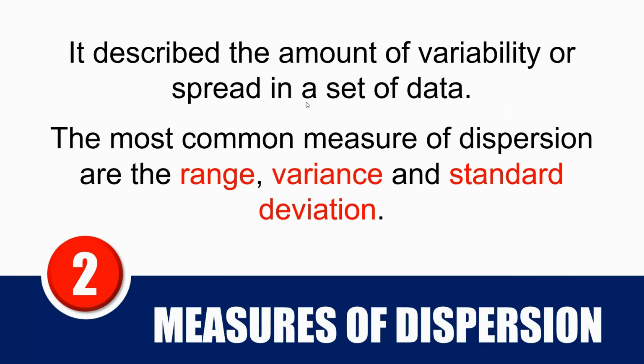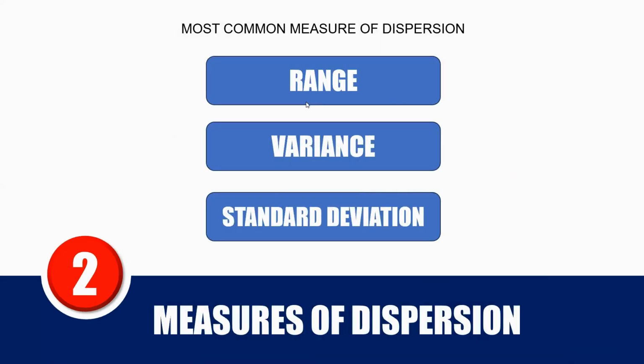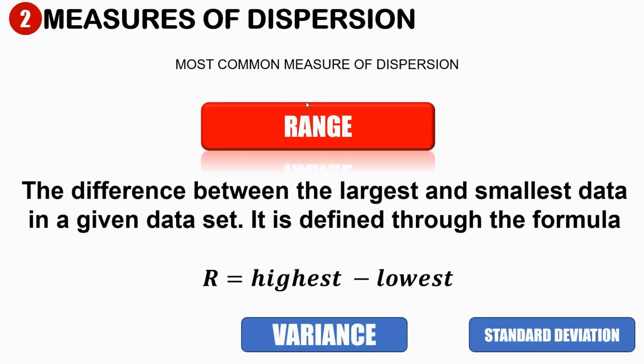As we said, dispersion describes the amount of variability or spread in a set of data. The most common measures of dispersion are the range, the variance, and the standard deviation. Let's start with the range. Range is the difference between the largest and smallest data in a given data set. It is defined through the formula R equals highest minus lowest value. So the thing you look for here is just the largest data and the smallest data.